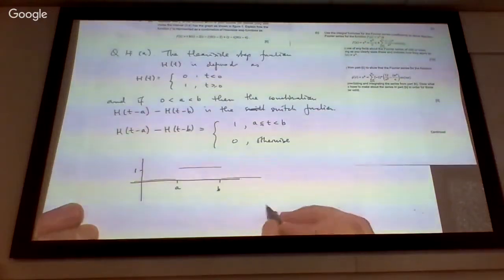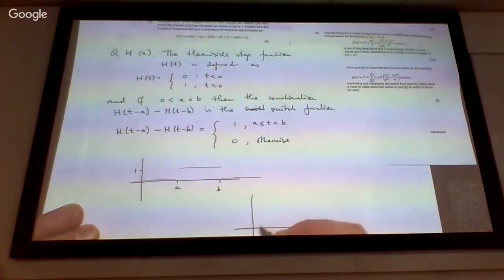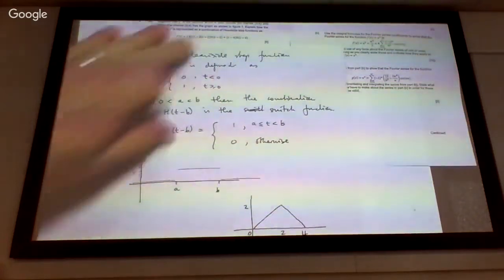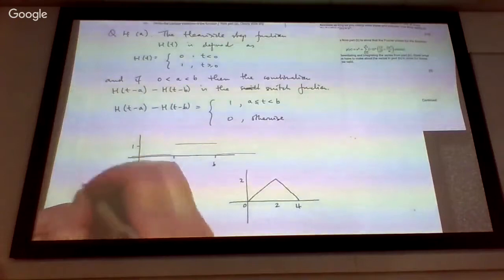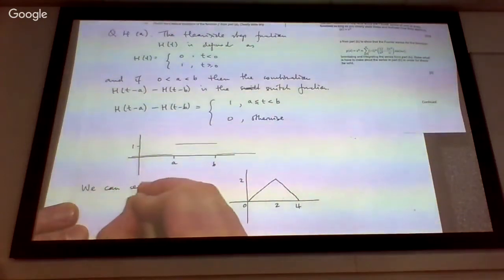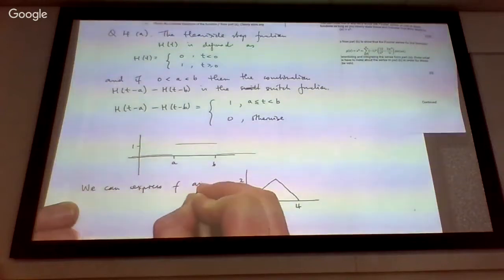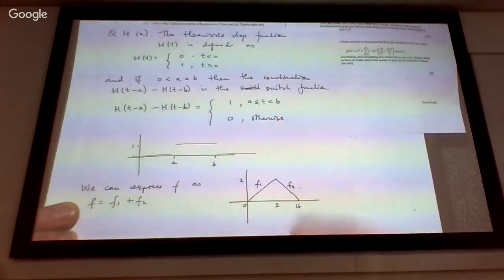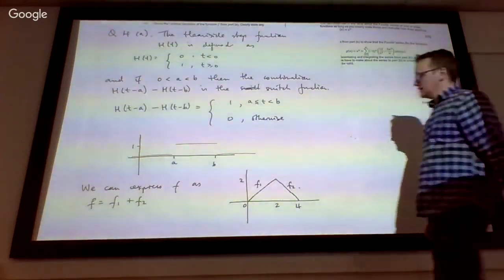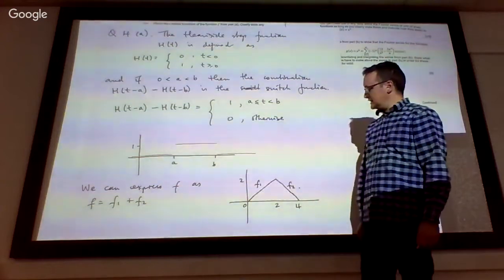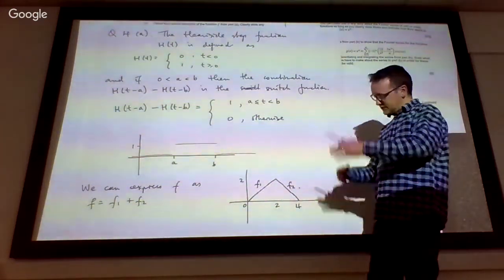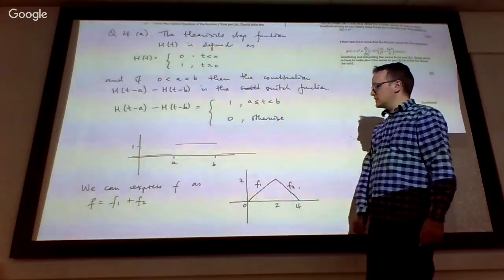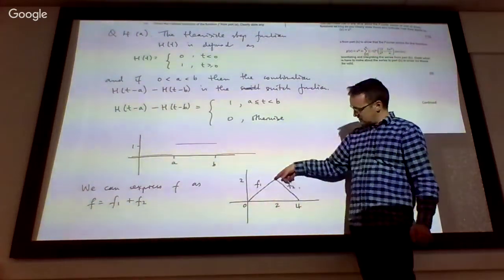So coming back to our function f, so this is 0, 2, 4. This is height 2. So we can express f as the sum of these two functions, f1 plus f2. So f1 is going to be the function that between 0 and 2 is this first line, the left line, and 0 elsewhere. And f2 is going to be the function which is 0 everywhere except between 2 and 4, it's this line here.